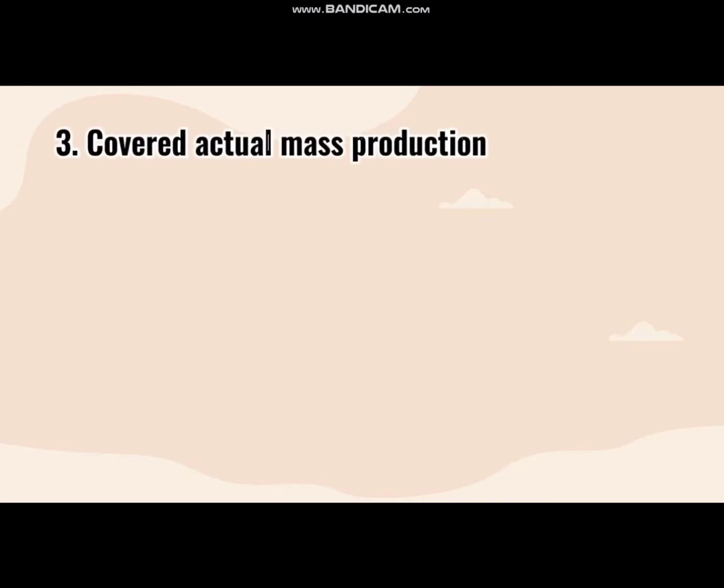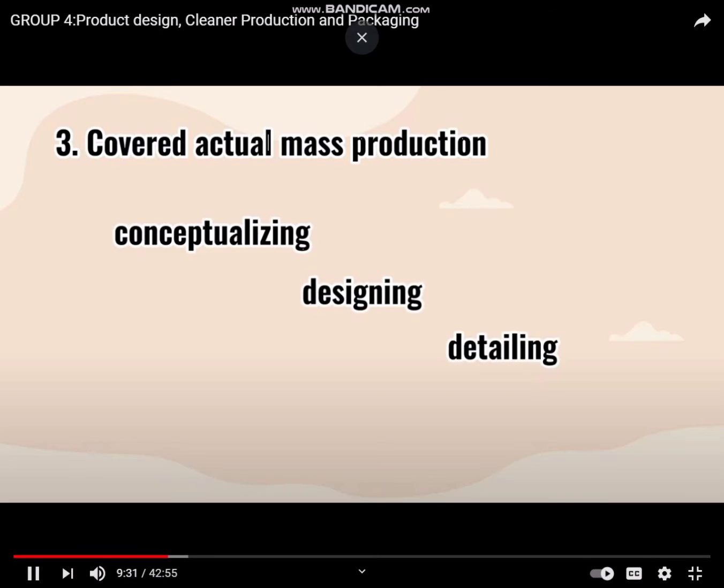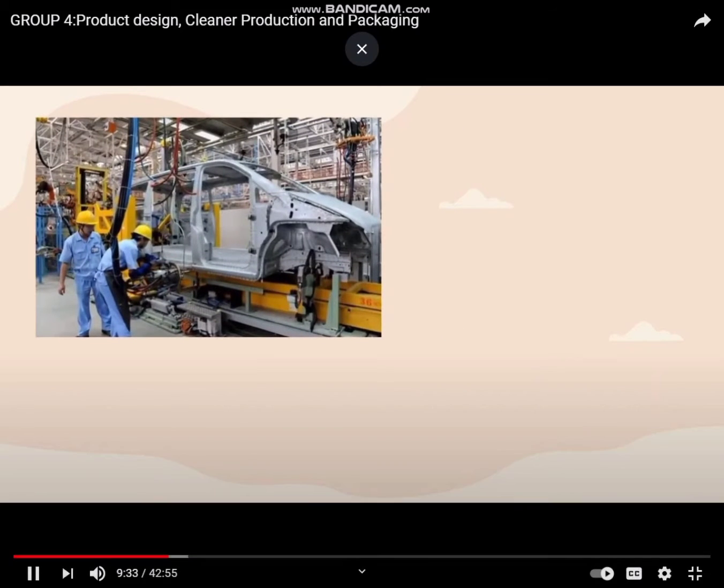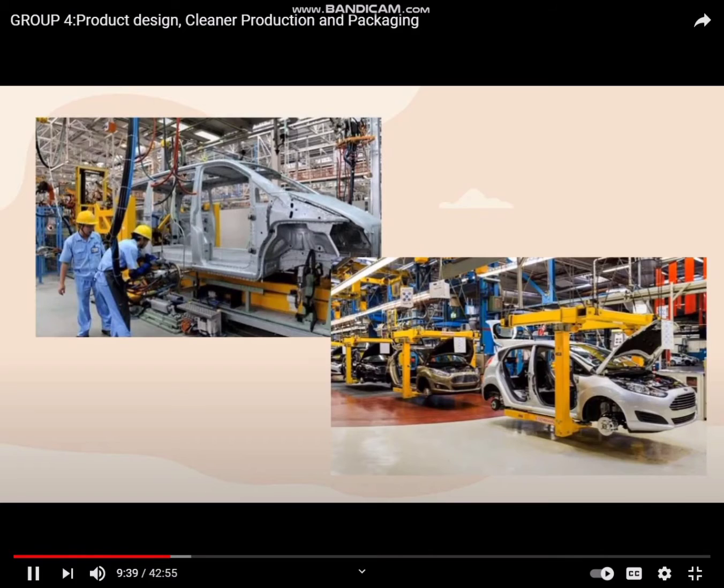And third, level 3 covers actual mass production. In the final level, after conceptualizing, designing, and detailing the product, they will now proceed to the actual mass production. This stage involves producing uniform products using repetitive and standardized processes.